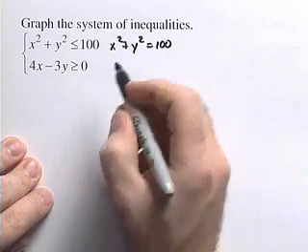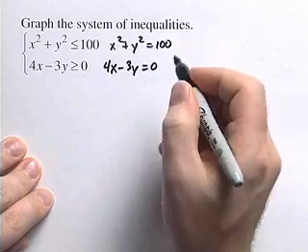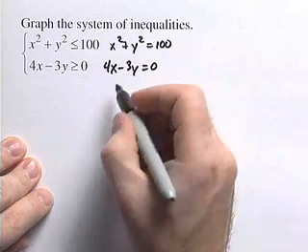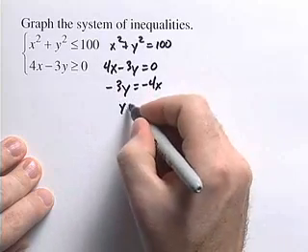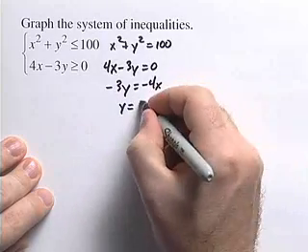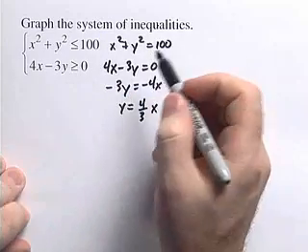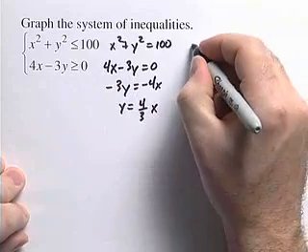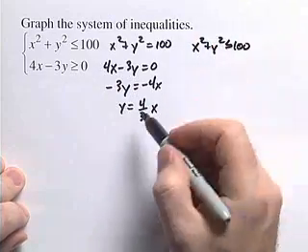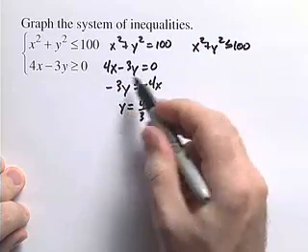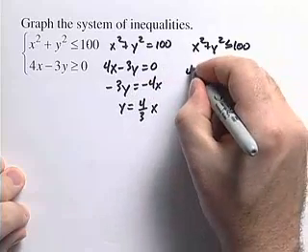The center will be at the origin, and it'll have a radius of 10, because 10 squared is 100. Our second inequality, if we consider it as an equation, 4x minus 3y equals 0. If we solve this for y, we'll get negative 3y equals negative 4x, or y is equal to 4/3 x.